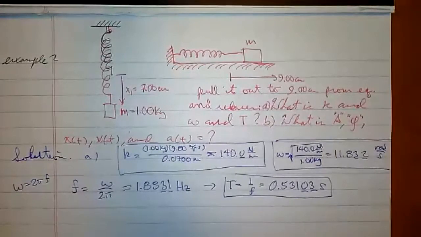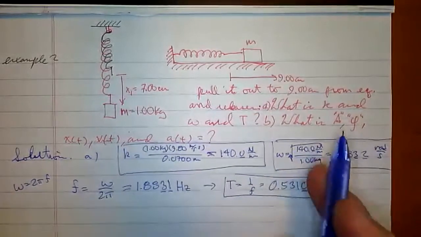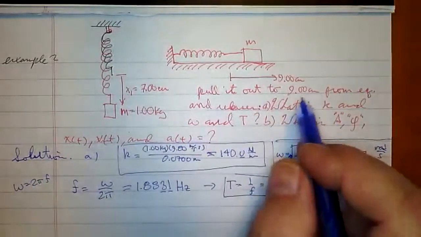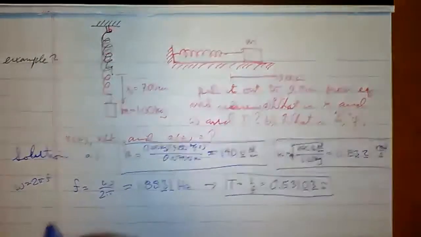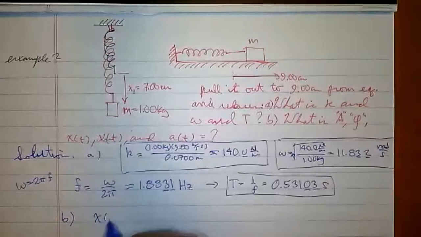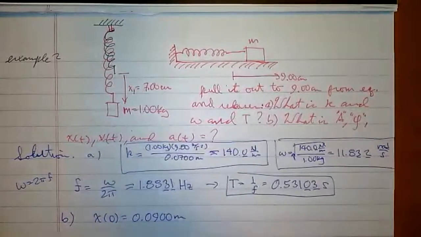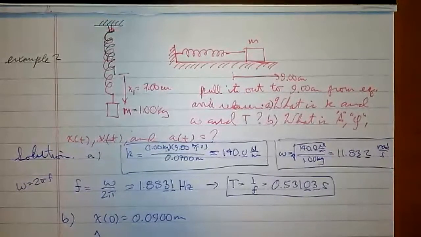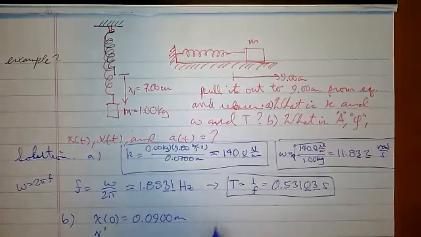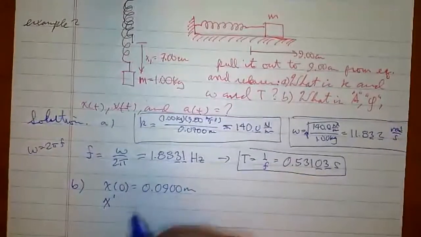Now we're actually a little bit over time. We're right at 11:52. I'll just tell you now, these initial conditions are actually given here. When I say I pulled it out to 9 centimeters, what I just basically gave you was x of 0 is equal to 0.0900 meters. And what I also gave you was that the velocity was 0, because releasing it just means I dropped it or I let it go. I didn't give it a push.